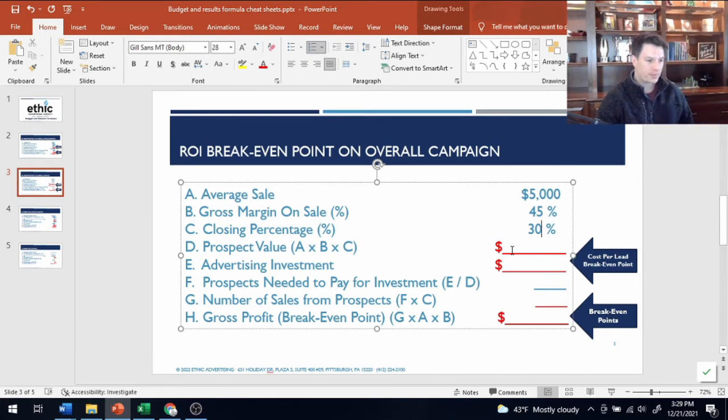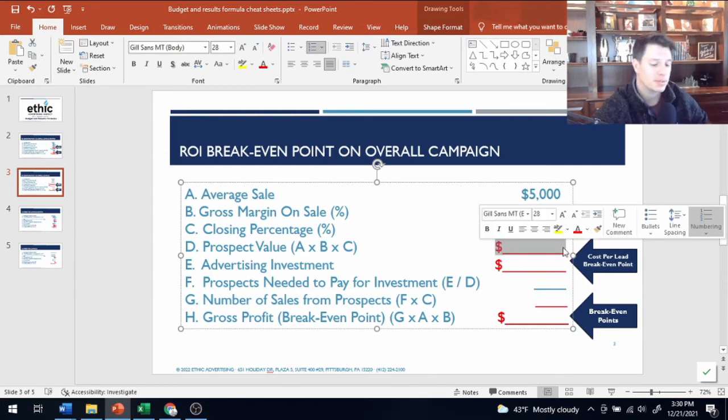Now, this first number that we have to calculate is really cool. It's really something to be excited about, because you take 5,000 in this case, multiply it by 0.45, multiply it by 0.3, and this tells me it's $675, which is our prospect's value.